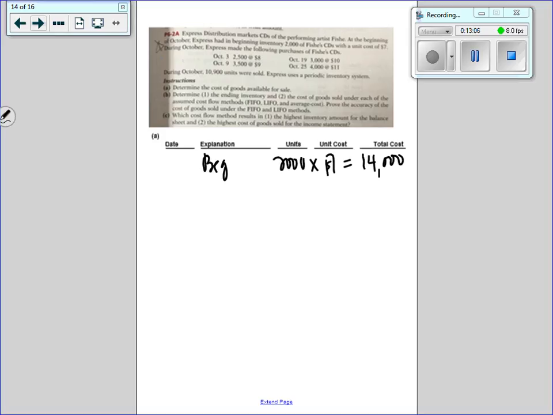Then they made more purchases, October 3rd, October 9th, October 19th, and October 25th. Do we have rising prices? Yes. So we actually have to run all that.